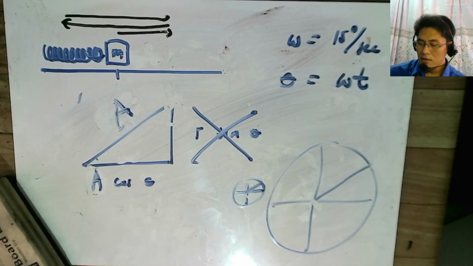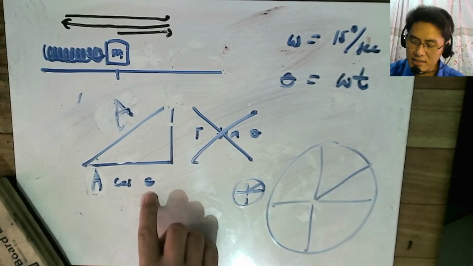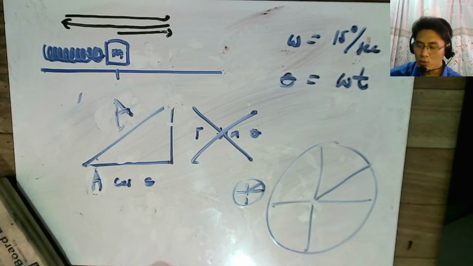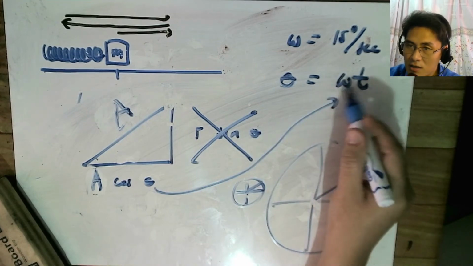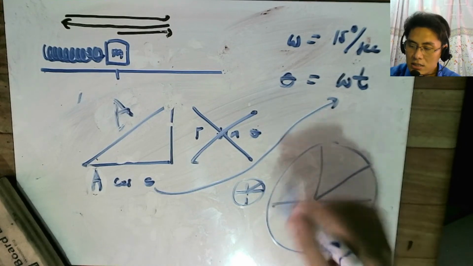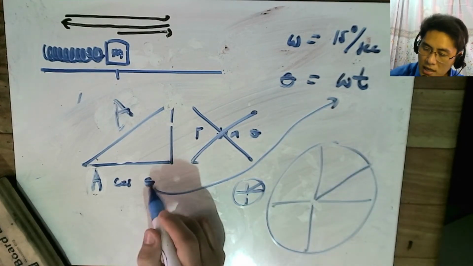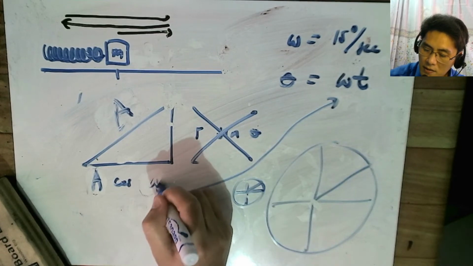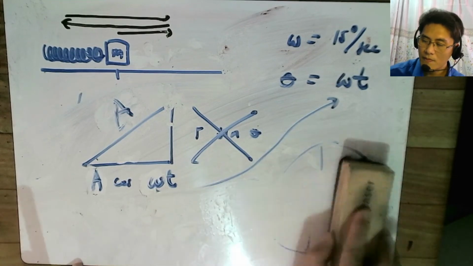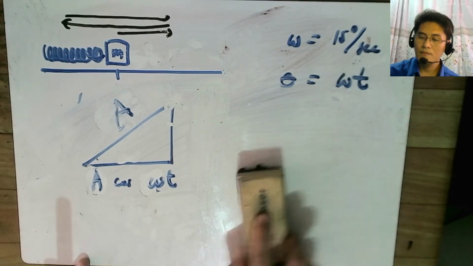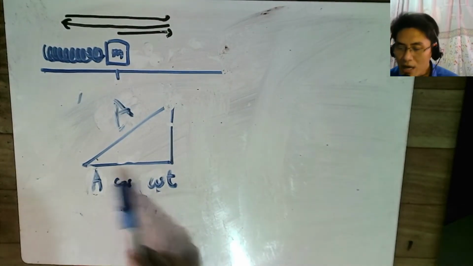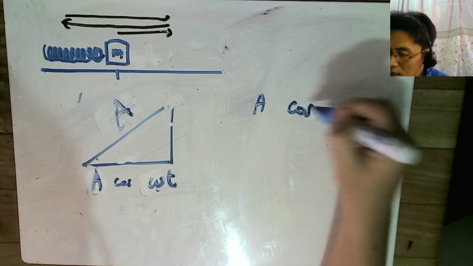And then again, the problem with that is this theta is static. Static meaning it's not moving. So therefore, we need to express that in terms of angular velocity, angular speed, because again, this thing is moving. So therefore, instead of saying theta, we just say Wt. So finally, we have this format. A cosine Wt.